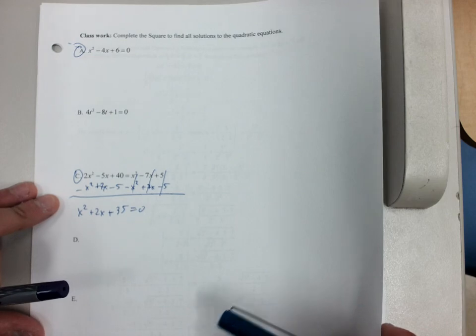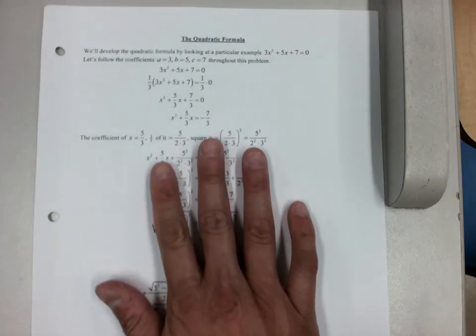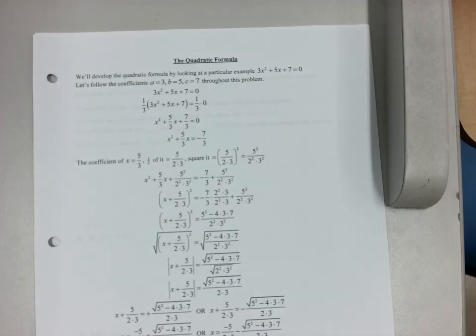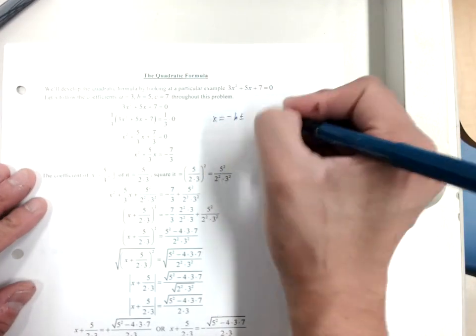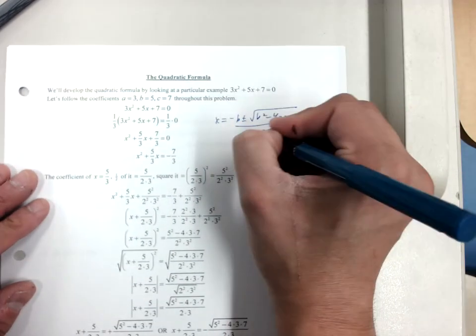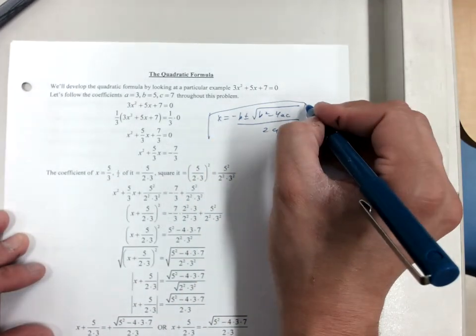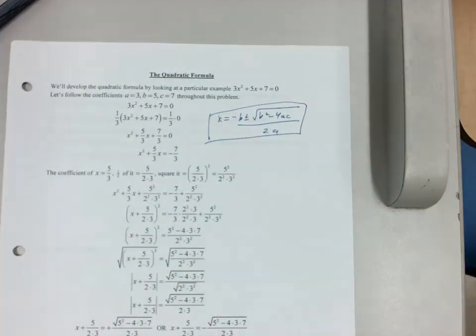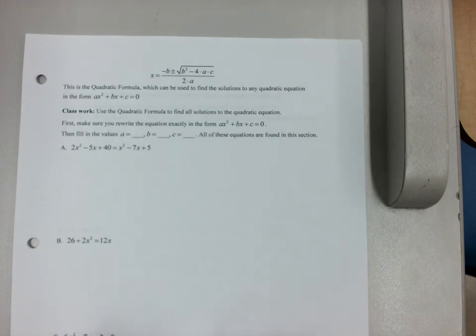So now it's set up, so go ahead and solve that one by completing the square. Okay? Lastly, over here is the quadratic formula. Most of you should know this. It's going to be x is negative b plus or minus the square root of b squared minus 4ac, all over 2a. You want to just memorize this. If you don't have it memorized, make sure you do so. There will be a quiz on that.